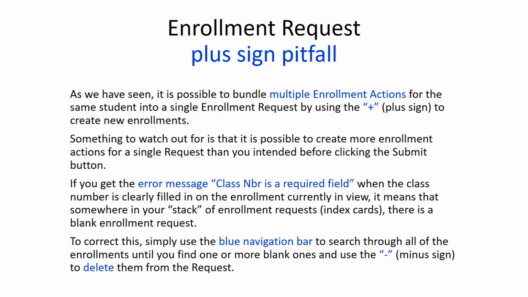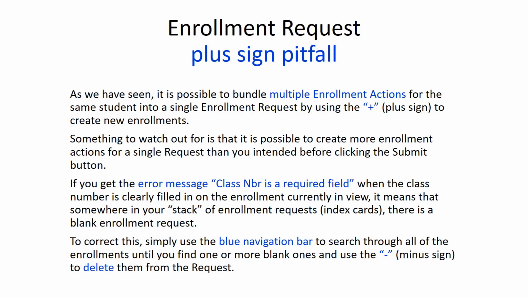Enrollment request plus sign Pitfall. As we have seen, it is possible to bundle multiple enrollment actions for the same student into a single enrollment request by using the plus sign that appears on the right side of the page to create multiple enrollment actions for the same request. Something to watch out for is that it is possible to create more enrollment actions for a single request than you intended before clicking the Submit button.